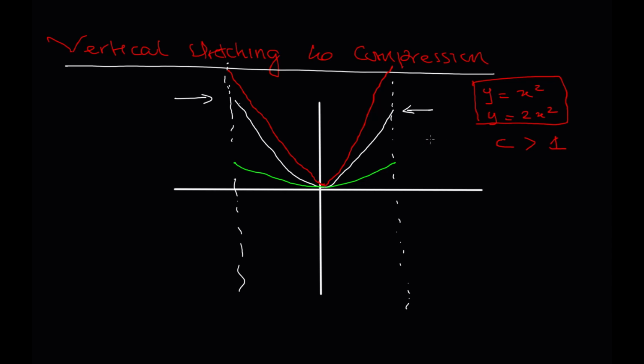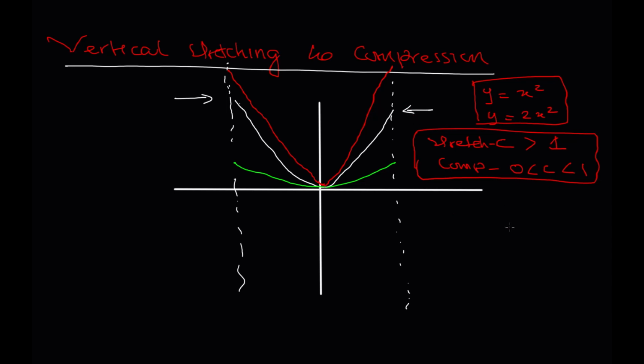Okay, that is stretch for vertical direction. And then for compression, how do we compress it? C has to be between 0 and 1, like that. So this will give us compression and stretching.